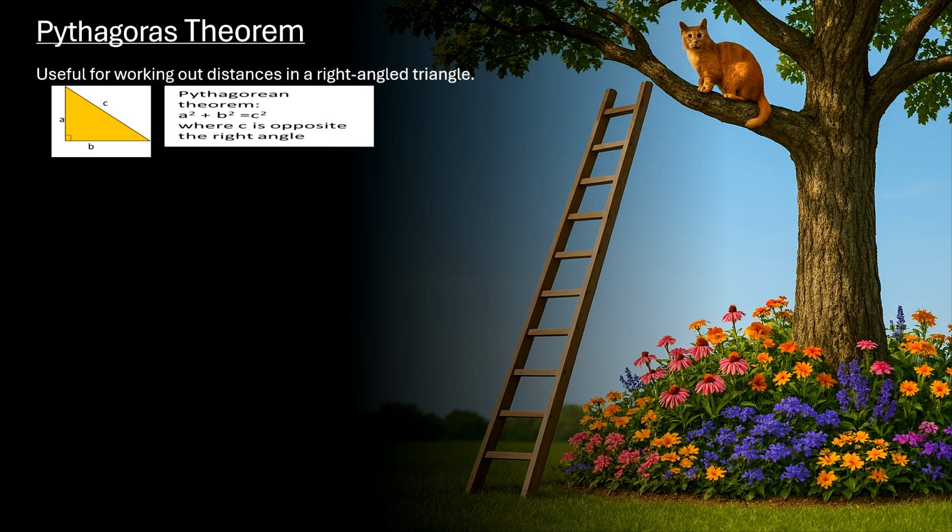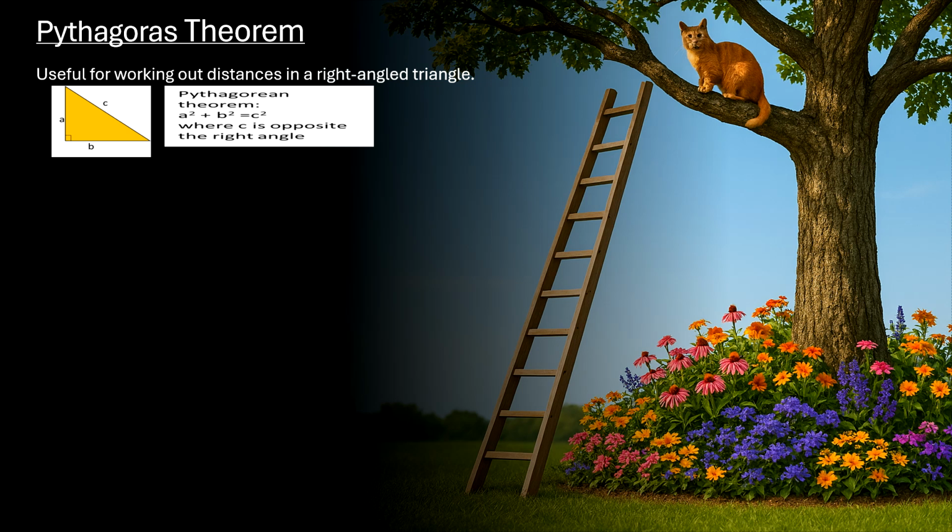So Pythagoras theorem, also known as the Pythagorean theorem, allows you to find the missing length of a right angle triangle if you know the other two lengths. And it states that a squared plus b squared is equal to c squared, where c is the length of the right angle triangle opposite the right angle, and a and b are the other two lengths, which is shown in the diagram of a right angle triangle here.